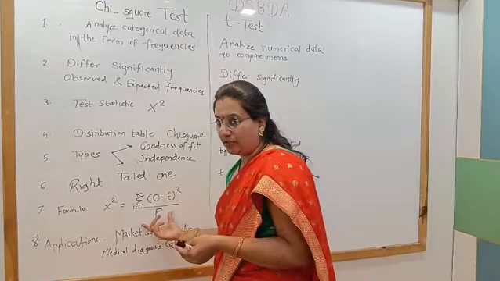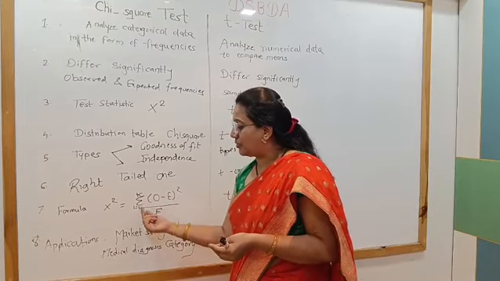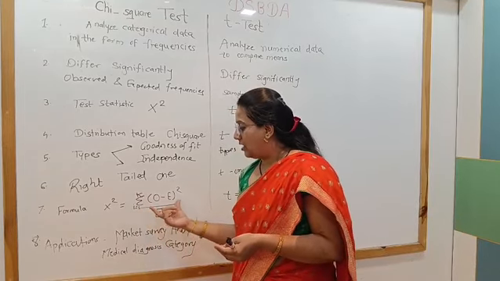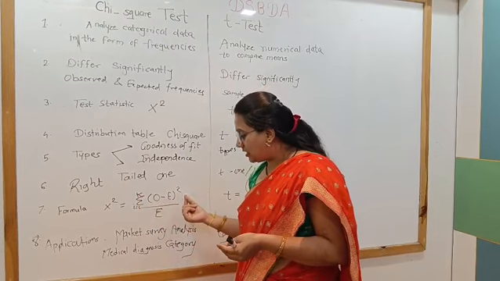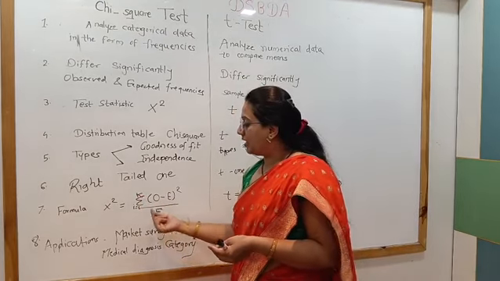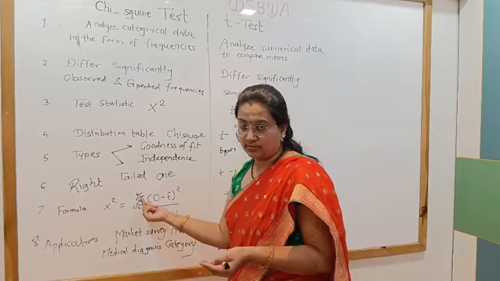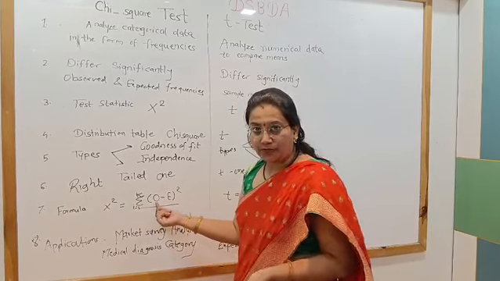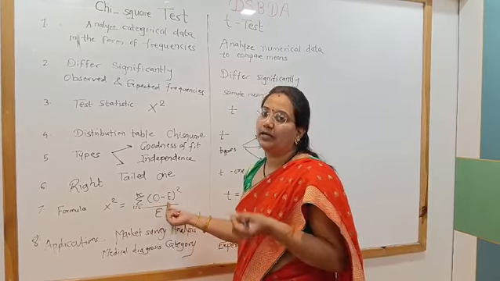The formula for the chi-square test is x square equal to summation of i equal to 1 to k of (O minus E) square divided by E. Here k is the number of categories, O is the observed frequency, and E is the expected frequency.